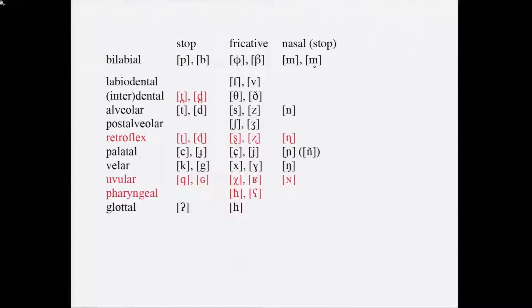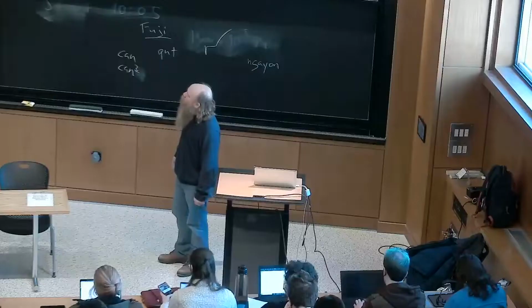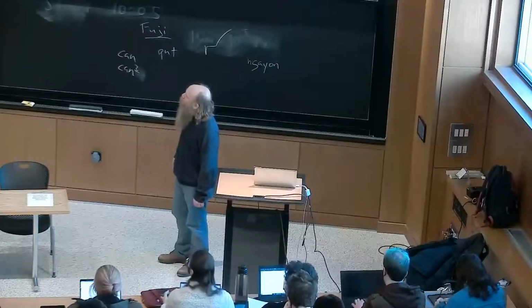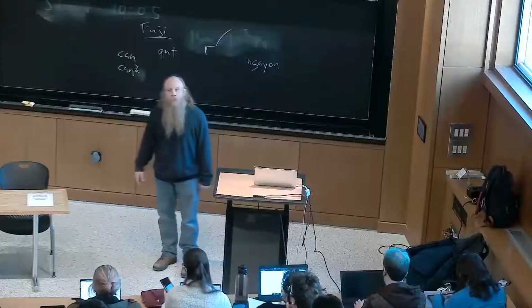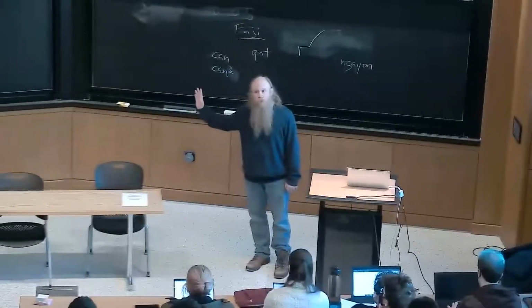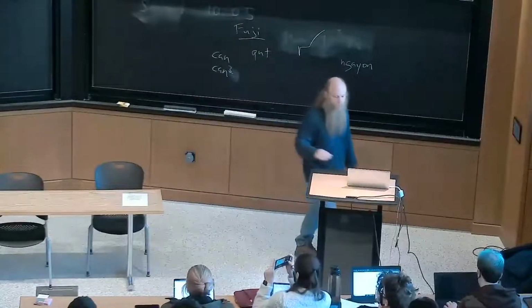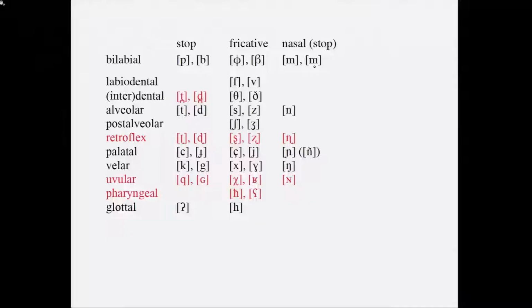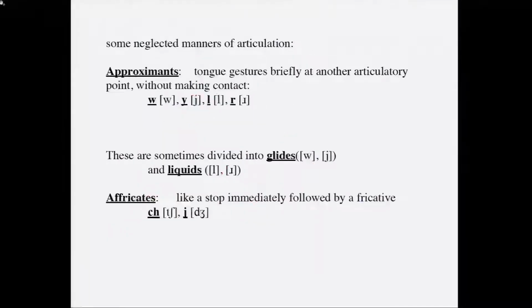Okay, so here is a slightly larger chart with more symbols on it, including some of the ones we've talked about: pharyngeals, uvulars, retroflexes. And for some reason, the dental stops are still red. I don't know why. To fix that. Now, people keep asking me about sounds that I've been carefully avoiding, so let's talk about them. There are what are called approximants.